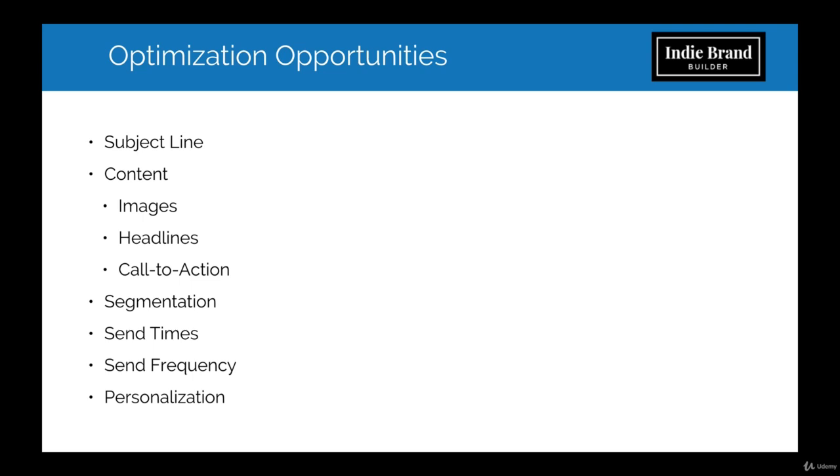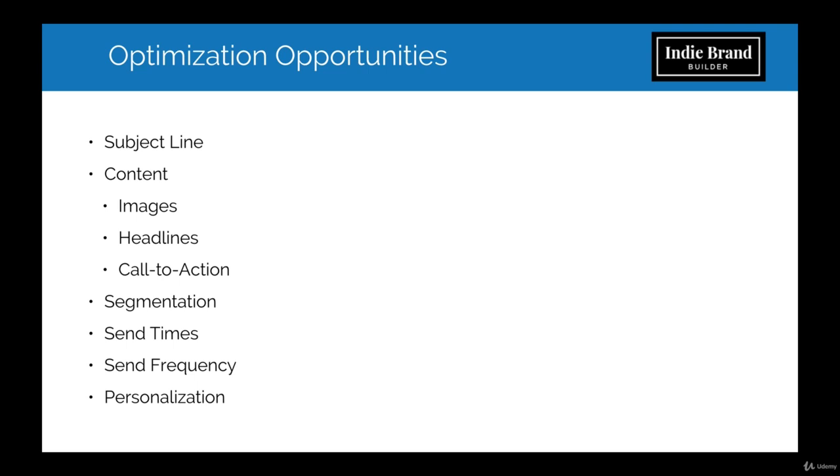Another factor that will have a huge impact on both your open rates and your click-through rates would be segmentation. So who you choose to send your email to. Typically, you will increase your open, click-through, and even conversion rate simply by sending your email to a segment of your audience that is most likely to respond to that specific message or opportunity.